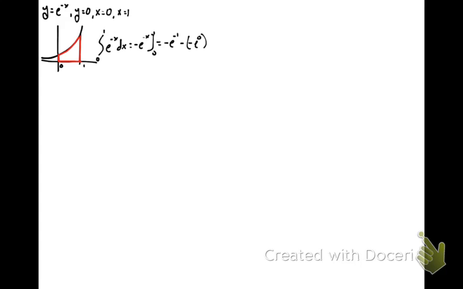Now I'm going to simplify this a tad. This will be negative 1 over e plus 1. Or if you prefer, 1 minus 1 over e would be the area of that curve.